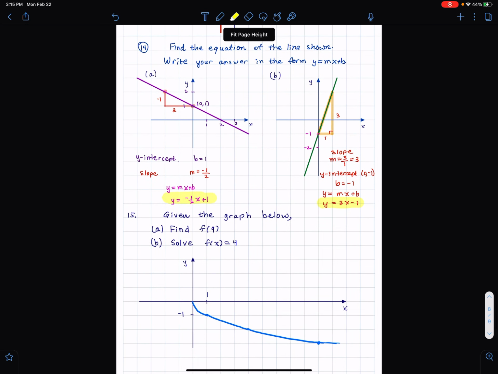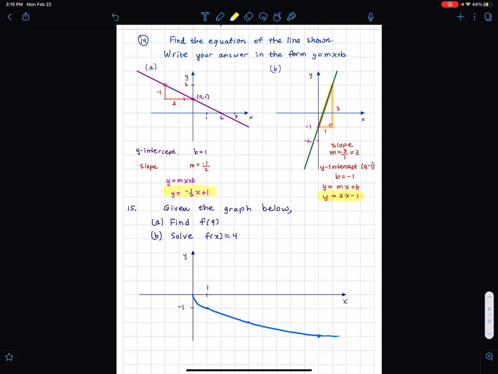Okay, almost the last page here. Given the graph below, find f of 9. Let's start off with that. This is actually a little bit about counting. 2, 3, 4, 5, 6, 7, 8, 9. 1, 2, 3. This looks like it's the point (9, -3). So f of 9 is equal to -3.